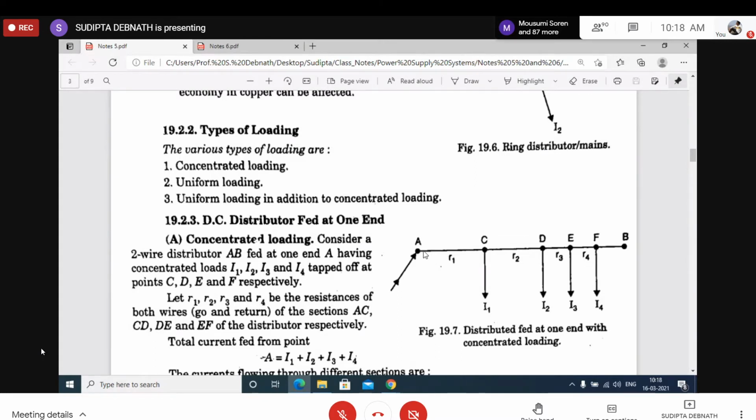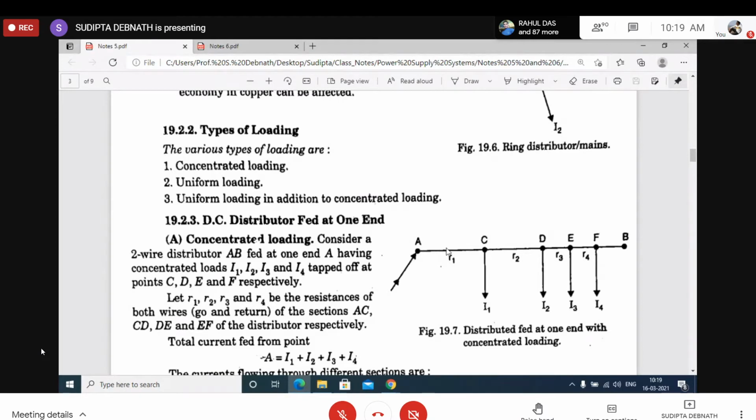loadings. But as they are tapped at very small intervals, say for a 300 meter cable, it is not possible to calculate, say after 1 meter, what will be the voltage drop, again after 1 meter, what will be the voltage drop, like that. So we consider it to be uniformly loaded or uniformly distributed loading. So this is the main difference. Sometimes students ask, what is the difference between concentrated loading and distributed loading? Only when it is tapped at very small regular intervals, then we consider uniform loading and we apply calculus. You have to apply calculus.